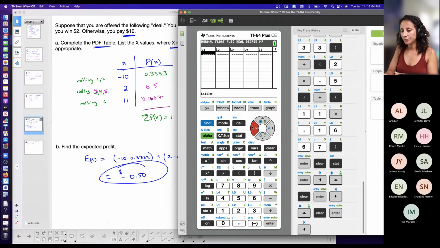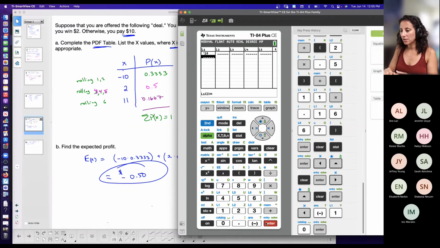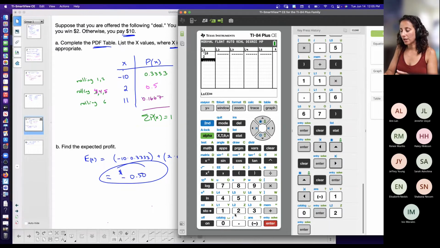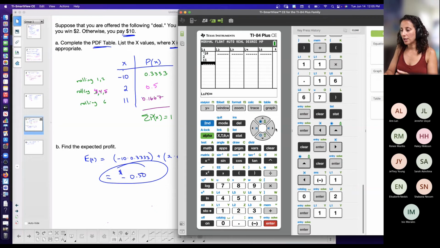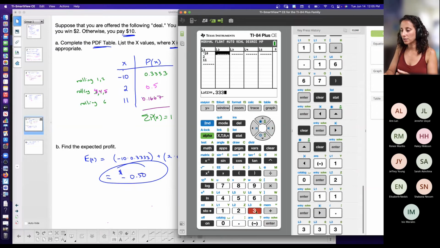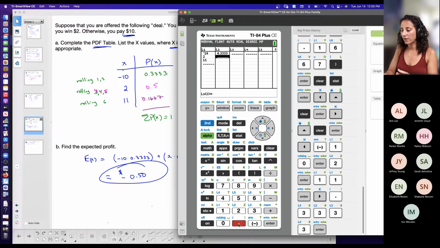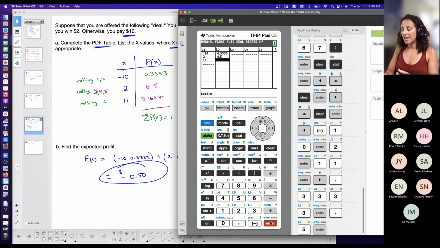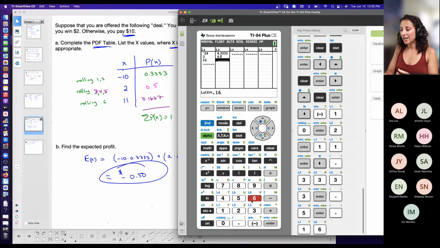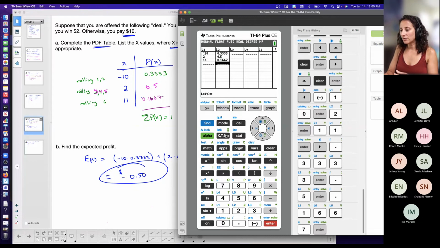So I have nice clean lists. L1 is my X's, and I have a -10 there, and I have a 2, and I have an 11. And then my outcomes, I have 0.3333, and then I have 0.5, and then I have 0.16. So this is like a frequency table, a relative frequency table, right? And I want the mean of it.